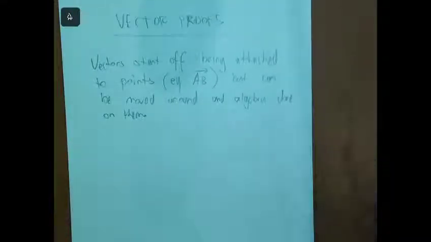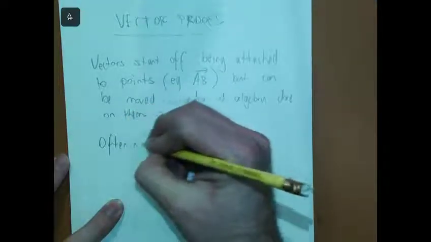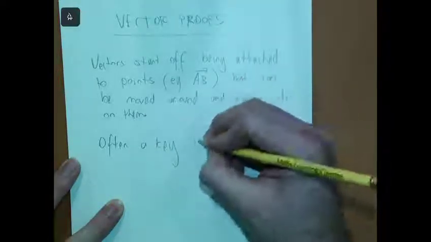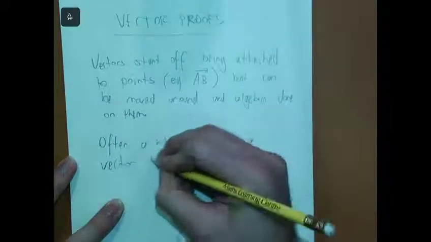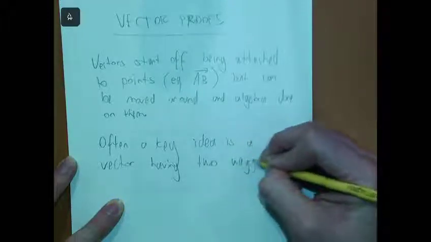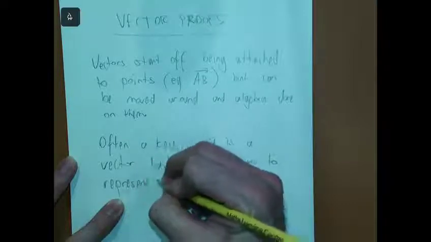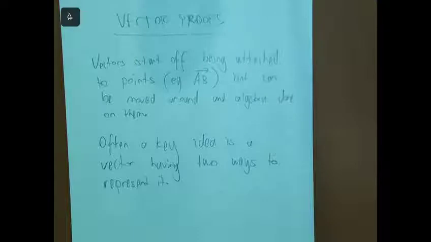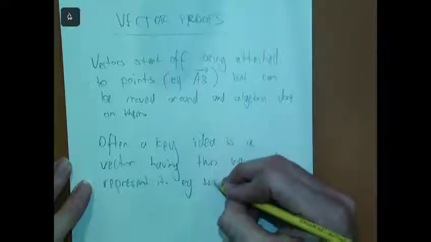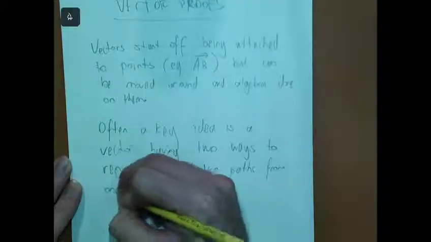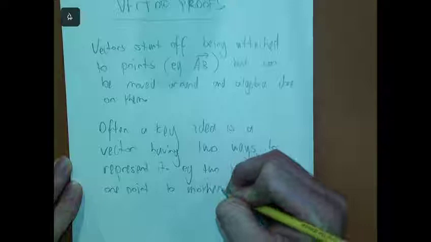One thing I have learned about vector proofs is that they tend to hinge upon one vector being able to be represented in two ways. That's one of the keys about these proofs. So often a key idea is the vector having two ways to represent it. Possibly more than two ways. And it may be that there'll be more than two vectors that have two ways to represent them. And mostly my way of getting to that is having two different paths of getting from one place to another, from one point to another.